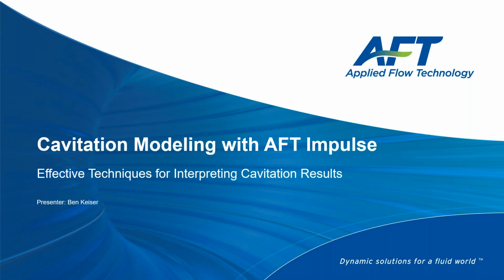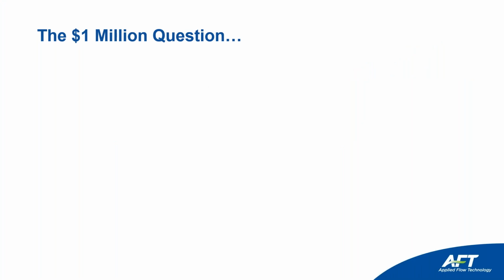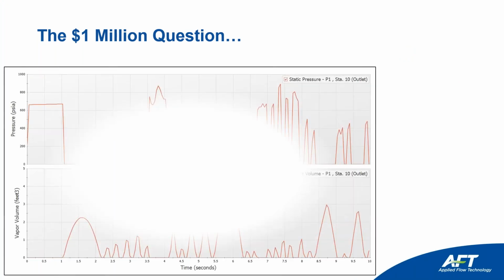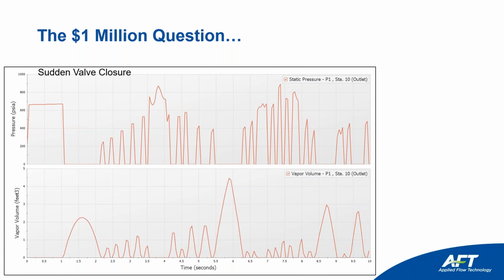All right, so I'm going to go ahead and get started today, and we're going to be talking about cavitation. So here's the million-dollar question. You have a pressure surge event due to a sudden valve closure, and you have a sustained high pressure in that area. And right here, this is a plot of the pressure and the vapor volume at an inlet of a valve, which is at the end of a pipeline, and you're slamming that valve shut.